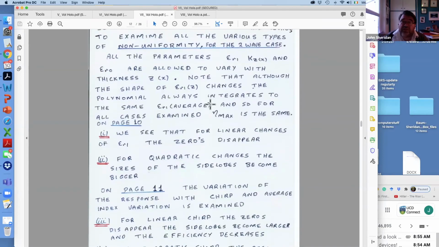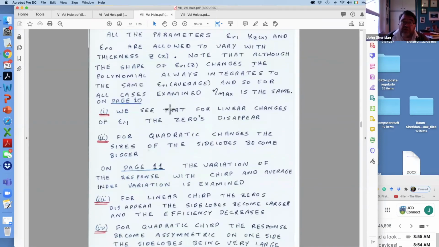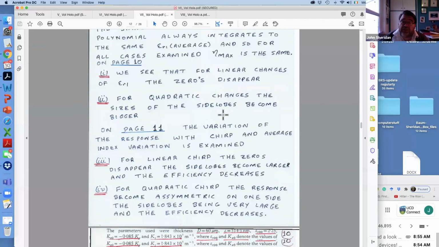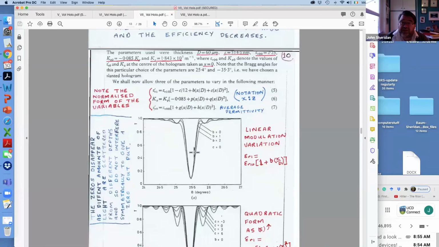Okay, so we have this fixed. So far, we examined the same stage. We see that for linear changes of the permittivity, the zeros disappear. So we get this effect here. This is a transmission beam. So if we vary here, we've got these different polynomials. And again, as I said, in my notation I'd have Z here. And this is our average index, our grating vector. This is the average permittivity, the modulation, and the grating vector. And so we have a set of parameters here. We've got A, B, and C.